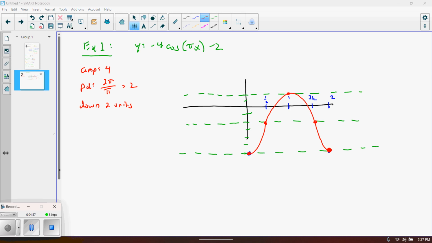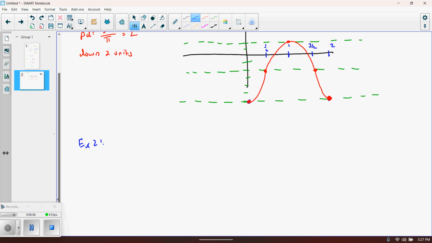All right, for our second example, we're going to go backwards. I'm going to give you a graph in this case. We're going to take a look at what the graph would look like, and we're going to try and write a function based upon what we see on the graph. So I do have to kind of be a little bit more detailed in this.